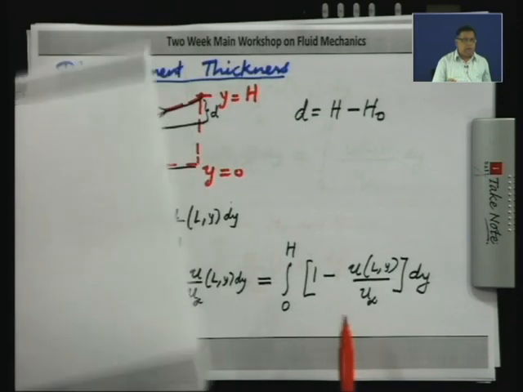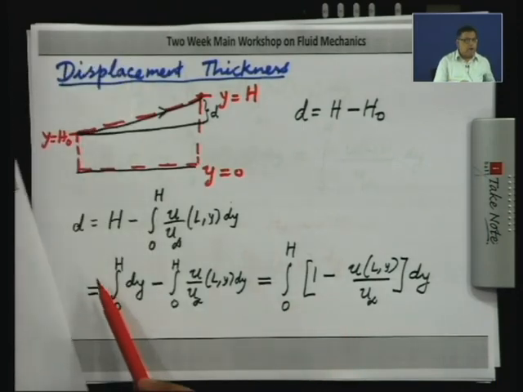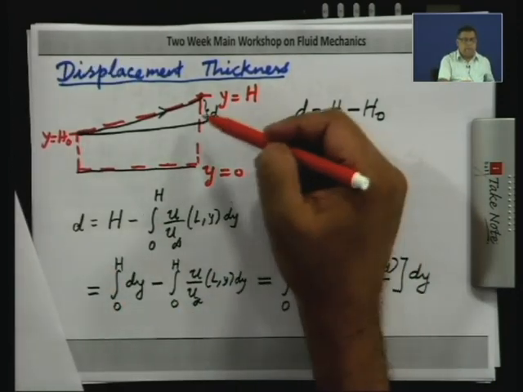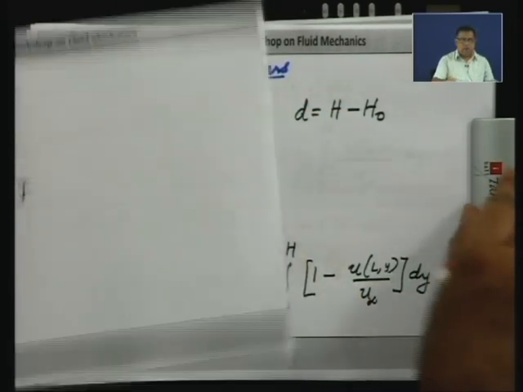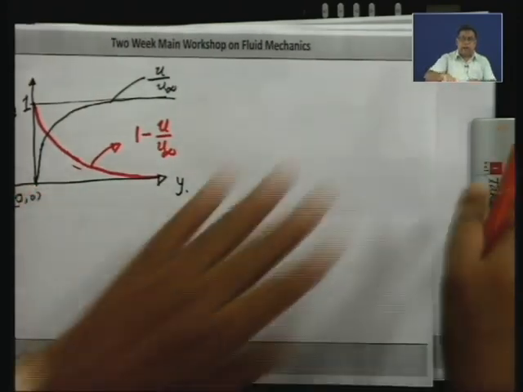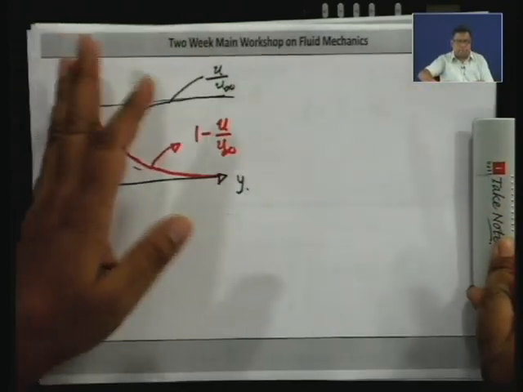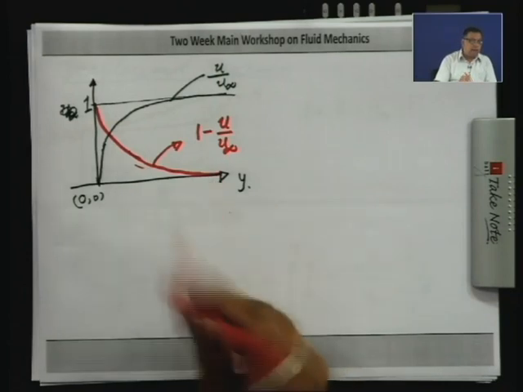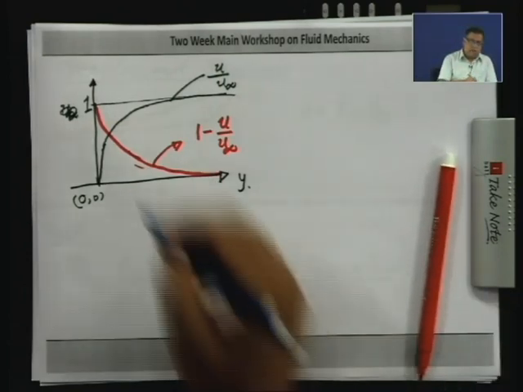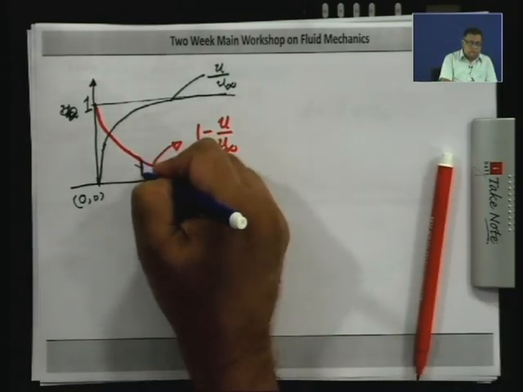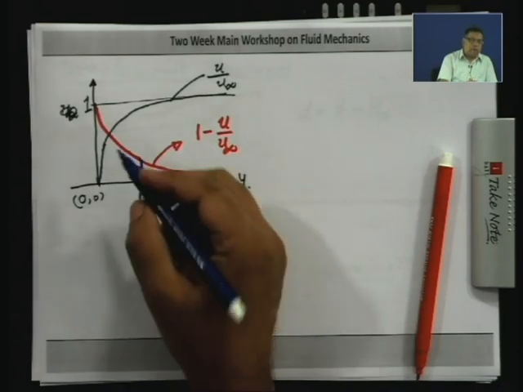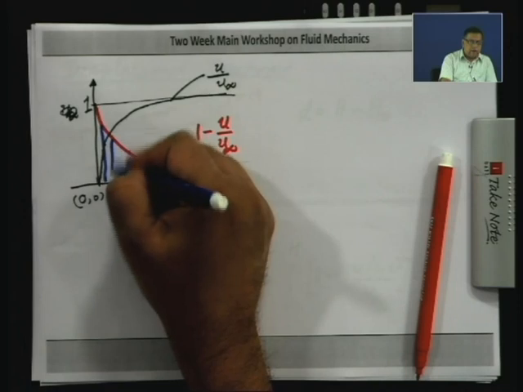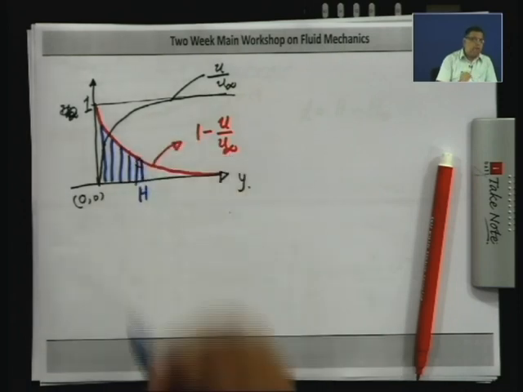Now, you can see here that this quantity which we call d, the displacement of this streamline outwards, is integral of 1 minus u by u infinity dy from 0 to h. So, you can interpret it as the area under the curve. Suppose I say this is my h, then that d will be this area.